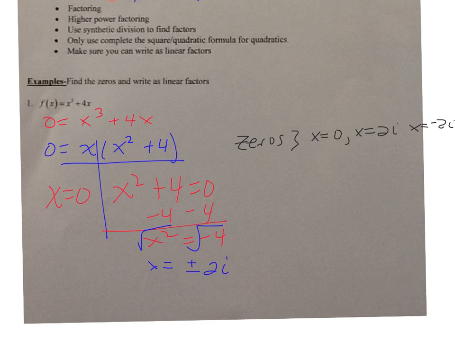My linear factors would be x times x minus 2i by subtracting 2i from both sides, and x plus 2i by adding 2i to both sides. These are called my linear factors.